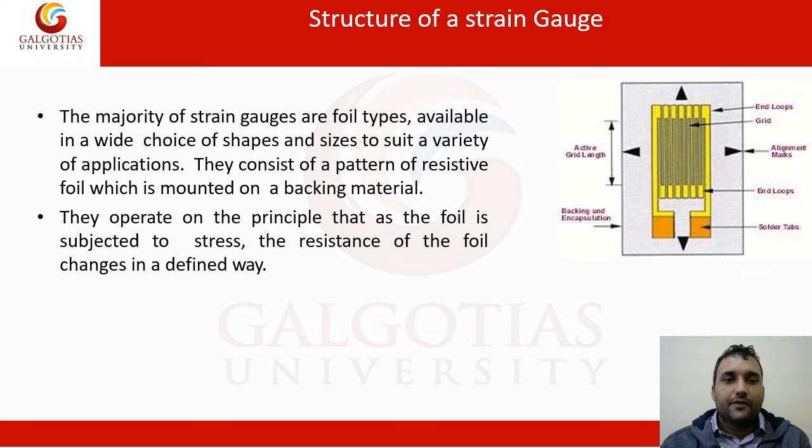Next is the structure of a strain gauge. The majority of strain gauges are foil type, available in a wide choice of shapes and styles to suit a variety of applications. This consists of a pattern of resistive foil, which is mounted on a backing material. This is just one structure of a strain gauge. This is the active grid length, this is the end loop, and these are the solder tabs. They operate on the principle that as the foil is subjected to stress, the resistance of the foil changes in a defined way.